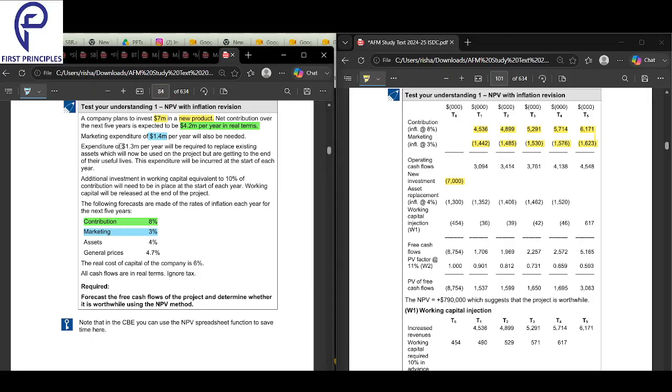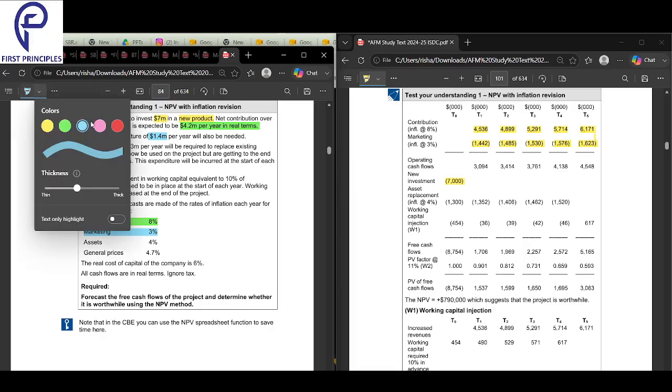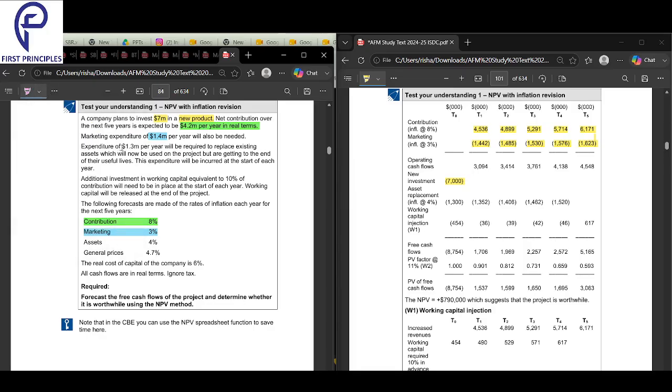Next, an expenditure of 1.3 million will be required. The expenditure of 1.3 million per year will be required to replace the existing machinery, and will grow at this rate. So how much will you spend? 1.3 per year, required to replace the existing asset, which will now be used on the project but is getting to the end of its useful life. The expenditure will be at the start of each year.